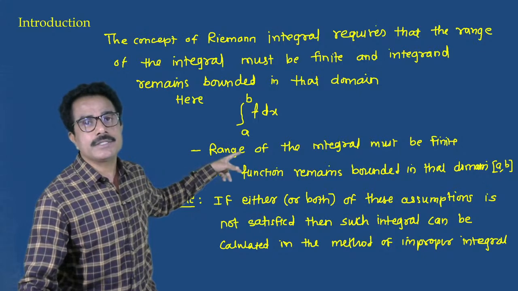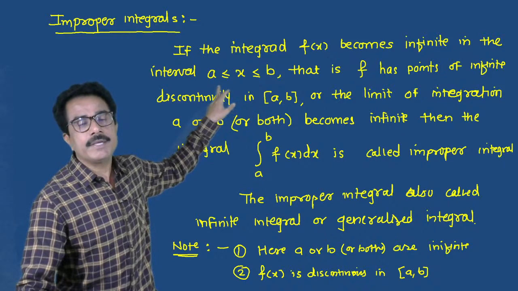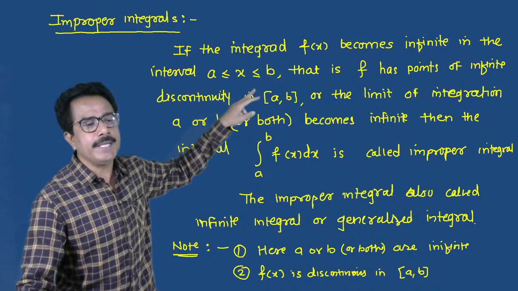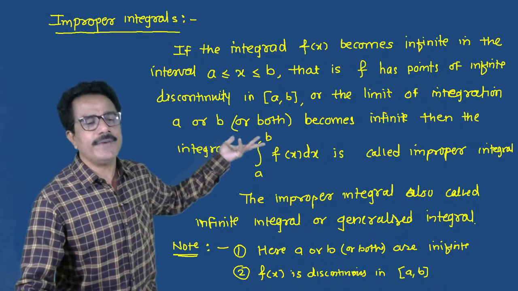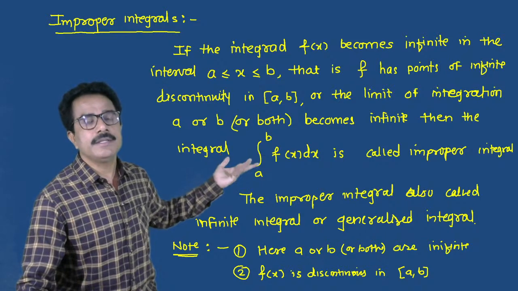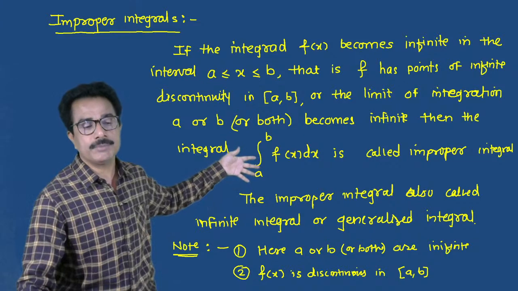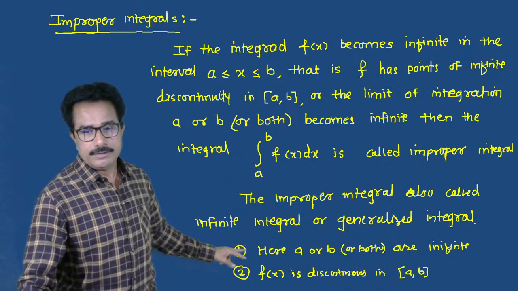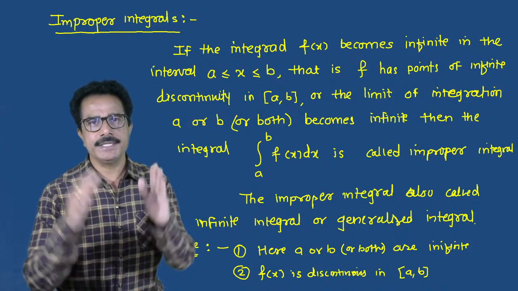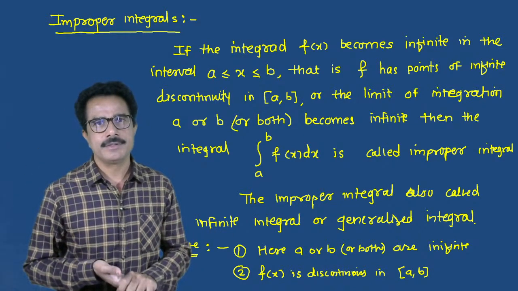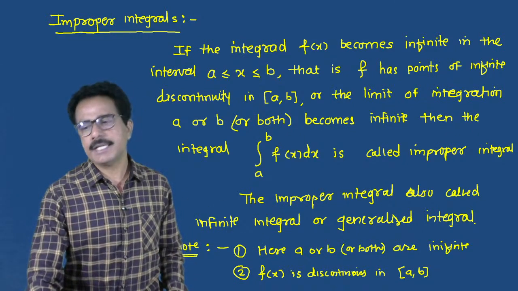If both conditions are not satisfied, that means if the integral has a lower limit a and an upper limit b, where a or b or both are infinite, then the integral from a to b of f(x) is called an improper integral. This is the definition of the improper integral. Or if f(x) is discontinuous at some point in the domain a to b, then also we can say that the integral is an improper integral.